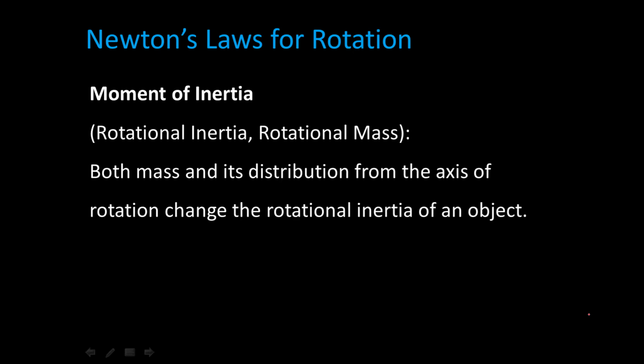Let's take a look at the moment of inertia, what I also call the rotational inertia or rotational mass. As we've seen in class, both the mass and its distribution from the axis of rotation change the rotational inertia of an object, or its difficulty in getting it started and stopped. We calculate that by looking at the moment of inertia as the integral of our distributed mass times its distance squared from the axis of rotation, given in this equation here.